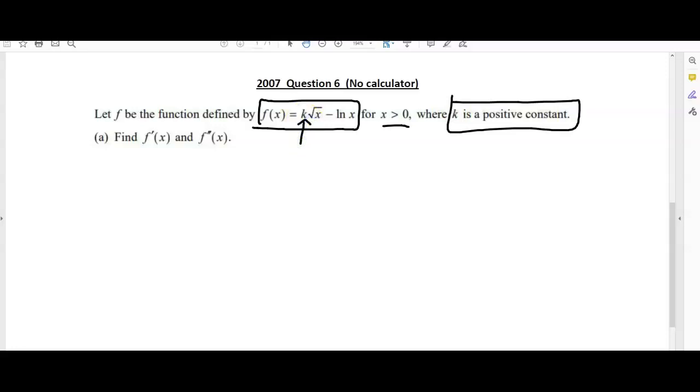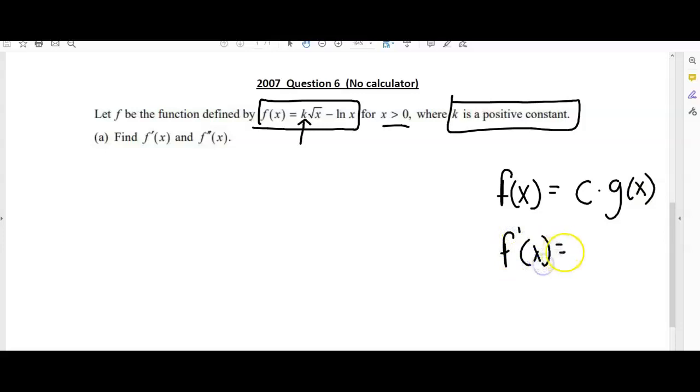Now that's important because we have a constant multiple rule. Anytime you have a function that's being multiplied by some constant, let's say f of x is equal to c times g of x, where c is a constant, then the derivative of f will simply be the derivative of g, and that constant will simply stay there. That's what's known as the constant multiple rule for derivatives, okay? And so in this case, that's what the k is. That k is just a constant multiple, and so it's just going to be staying there the whole time.